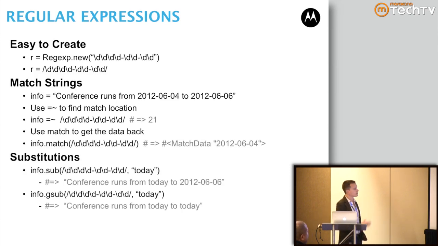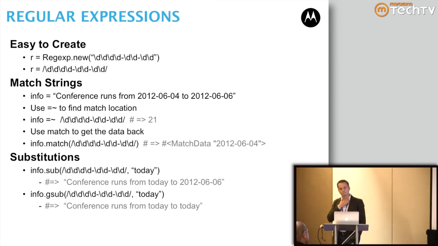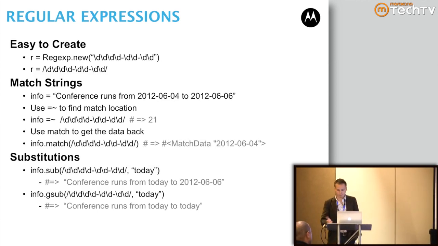Simple substitutions, we have the sub and gsub methods. As you probably expect, sub substitutes the first one. So if I replace in today, it replaces the first date with the word today. And if I gsub, I can replace both dates with the word today, or do something more complex and tweak it in there.